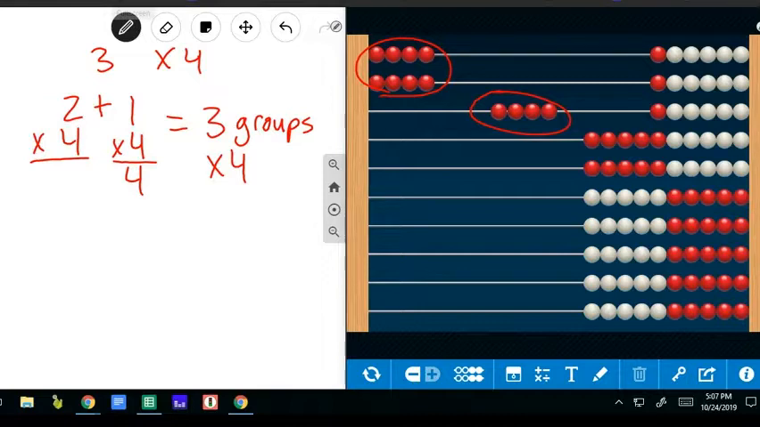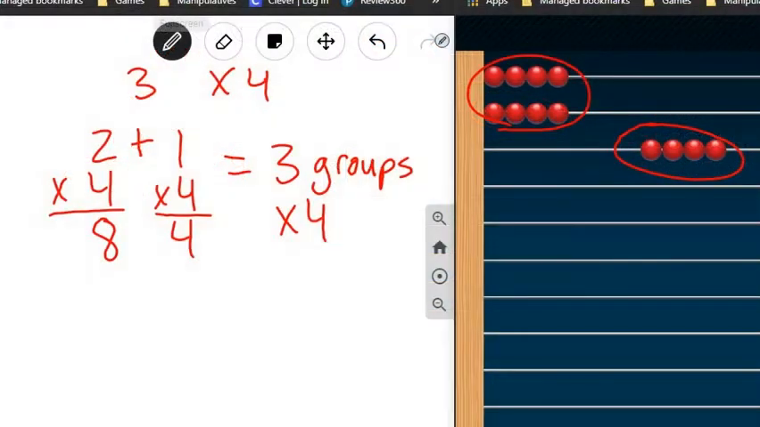4 plus 4 is going to be 8. So 3 times 4 is the same as 8 plus 4. And again, we know that's 8, just counting on, 9, 10, 11, 12. So 3 times 4 equals 12. Let's take a look at what this looks like on our multiplication chart.